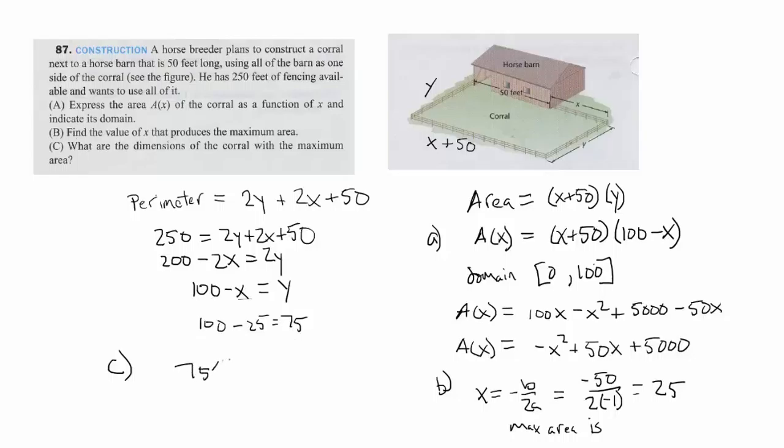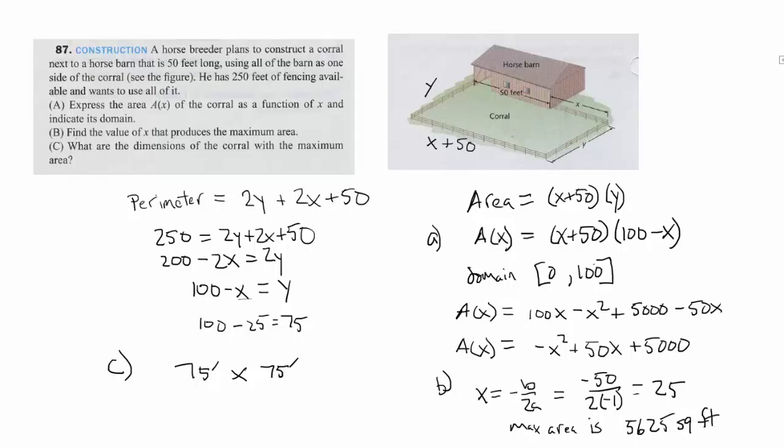And then remember, if x is 25, then we said that x plus 50, because plus the barn, is 75. So the corral is actually 75 by 75. And if you multiply 75 by 75, you get 5,625 square feet.